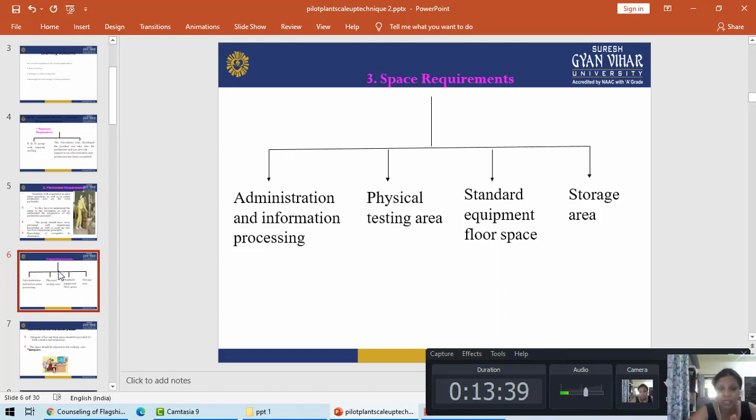Either it is documentation related to raw material purchase, or related to the finished product discharge or dispatch. So many administration related works are there. So there should be some space for the administration and information processing. Okay.